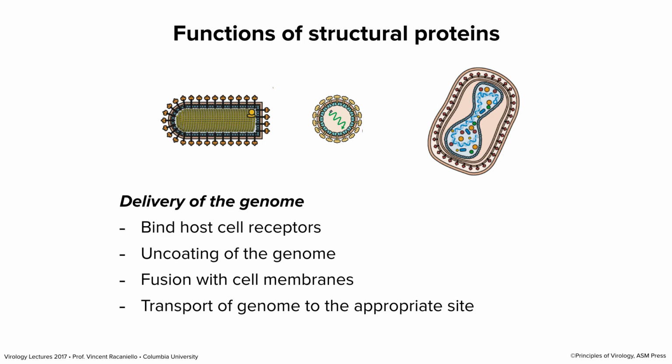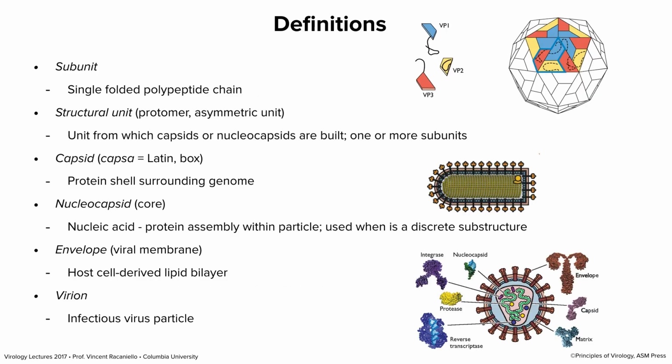For viruses with membranes, the envelope has to at some point fuse with a cell membrane to deliver the genome. And then the genome has to go to the right place in the cell. It's not always just the cytoplasm. It could be early in the endocytic pathway or later. It could even be in the nucleus. And structural proteins play a role in that as well.